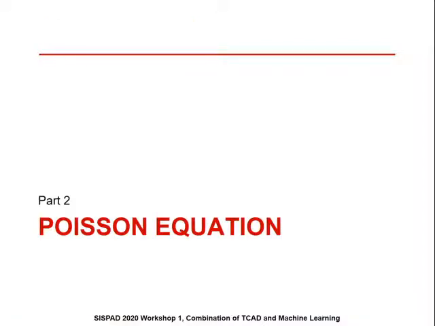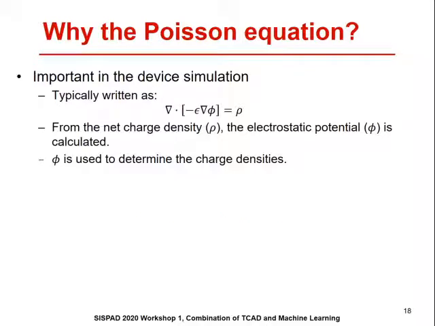In this part, neural networks to solve the Poisson equation are reviewed. Why do we consider the Poisson equation? It is simply because the Poisson equation plays a fundamental role in the device simulation. From the net charge distribution, the electrostatic potential is calculated by the Poisson equation. The electrostatic potential is used to determine the charge densities.